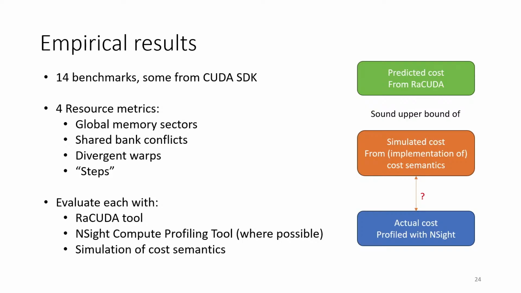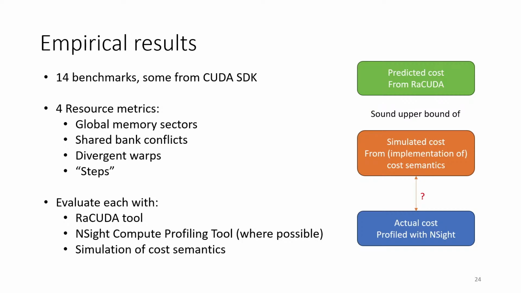Then we have 2 approximations of that ground truth. So we have the simulation that we get from our cost semantics, which we tried to make as faithful a model as possible to what's actually going on, but that needs to be validated empirically. And then we have the prediction from CUDA, which is based on this quantitative Hoare logic. So we proved that that's a sound upper bound of the simulated cost.